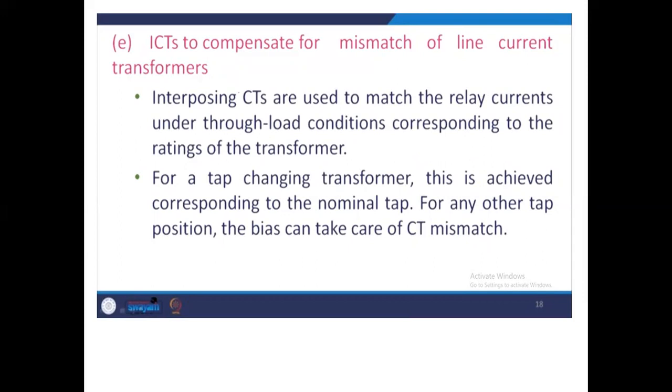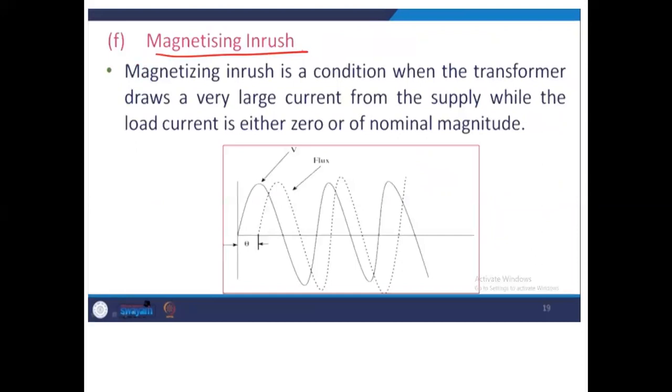Now, the next phenomenon is known as the magnetizing inrush current. Magnetizing inrush is a condition when the transformer draws a very large current from the supply while the load current is either zero or of nominal magnitude.